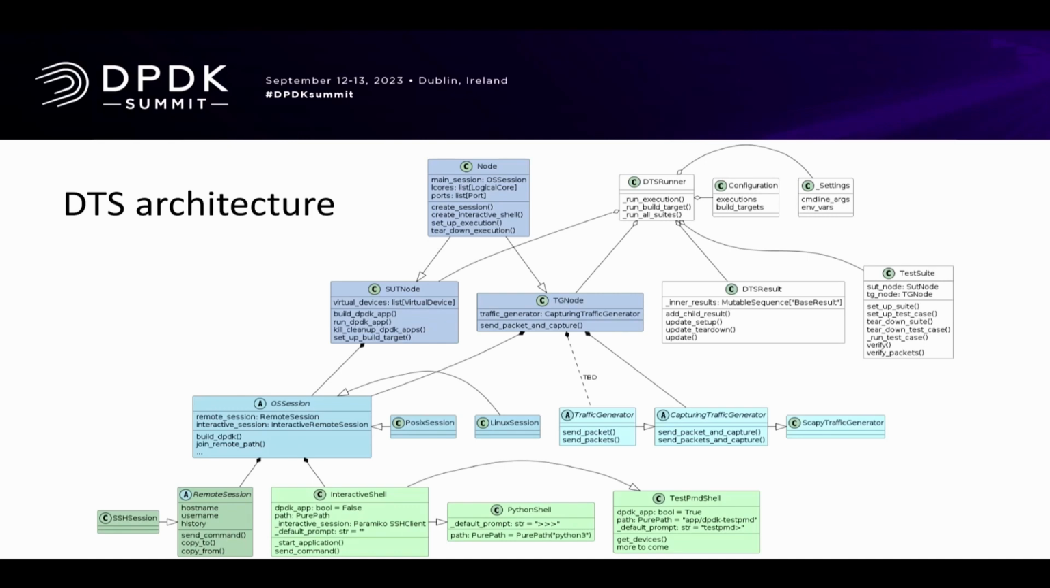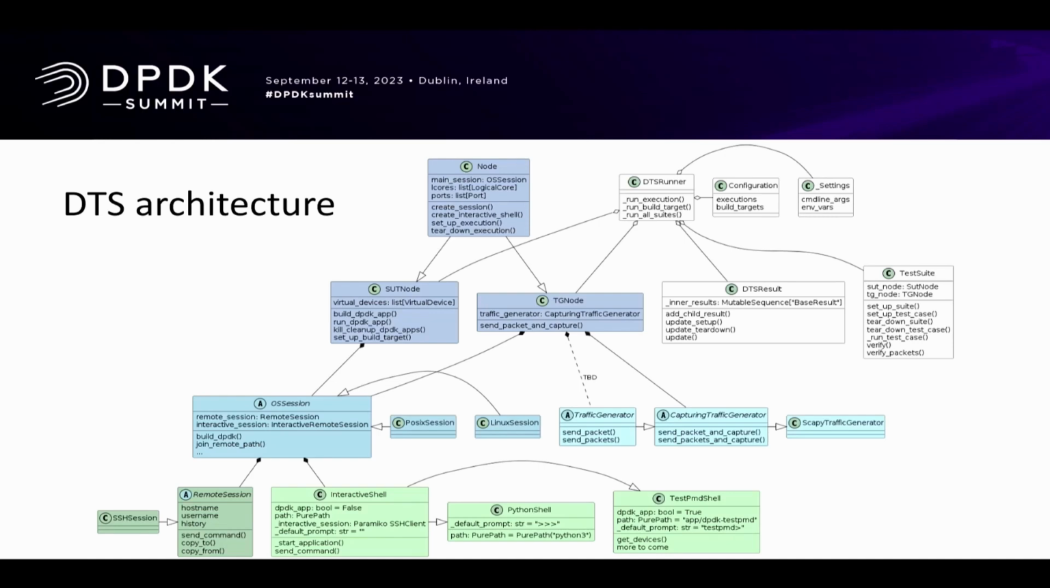So the first thing we do in a DTS run is connect to the nodes. We work with them all the time. The SUT and TG nodes are distinct nodes with their own separate purposes. The SUT node is responsible for running all of the DPDK stuff, the DPDK server. The TG node is all about traffic generators, but both nodes share a lot of common code which resides in their superclass, node. The common code is about maintaining sessions and defining what happens in the build target and execution setup and teardown.